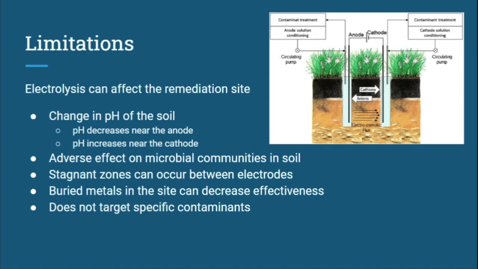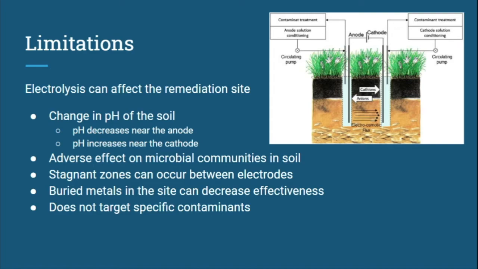Electrolysis can also affect the remediation site. It has been known to change the pH of the soil. The soil found near the anode can become more acidic due to a drop in the pH, and the soil near the cathode can become more basic due to an increase in the pH. This can adversely affect any microbial communities that are found near the anode or the cathode or within the electrical measuring field.